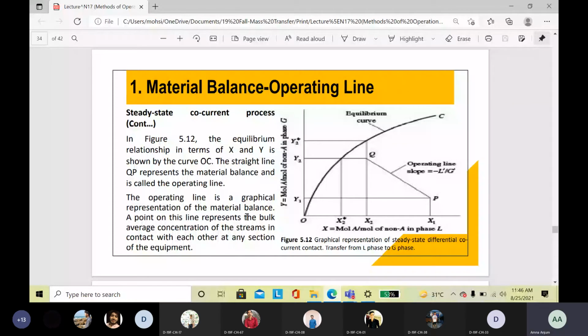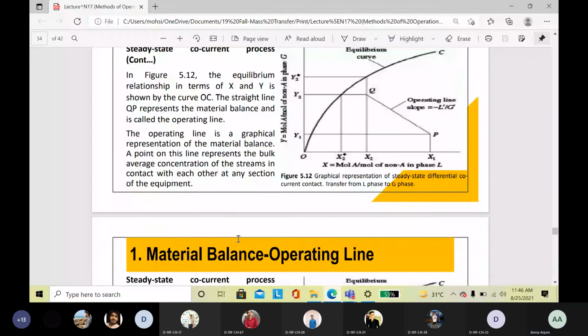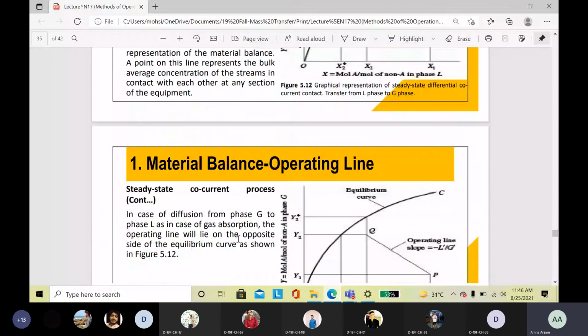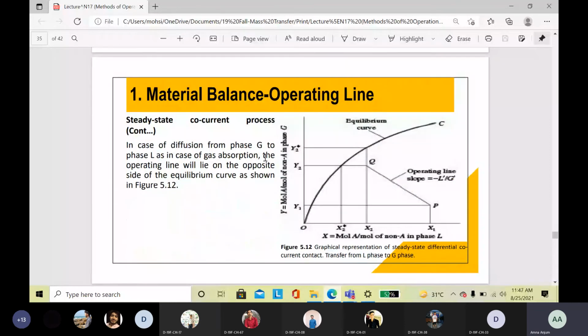A point on this line represents the bulk average concentration of the streams in contact with each other at any section of the equipment. In case of diffusion from phase G to phase L, as in the case of gas absorption, the operating line will lie on the opposite side of the equilibrium curve as shown in this figure.